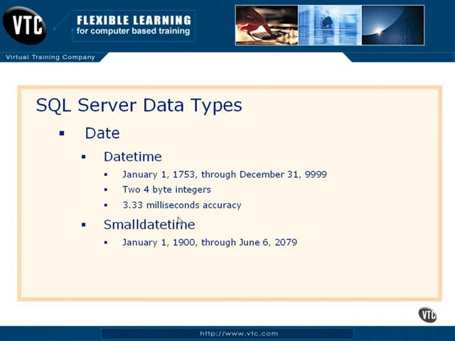Smalldatetime is probably more realistic in most situations. This allows you to store dates from January 1st, 1900 through June 6, 2079. If you need to forecast past 2079, you'll have to go to datetime. Notice this one uses 2 2-byte integers, or 4 bytes, and it gives you up to 1 minute of accuracy as far as the actual date and time stamp. So sometimes this millisecond accuracy will force you into datetime.